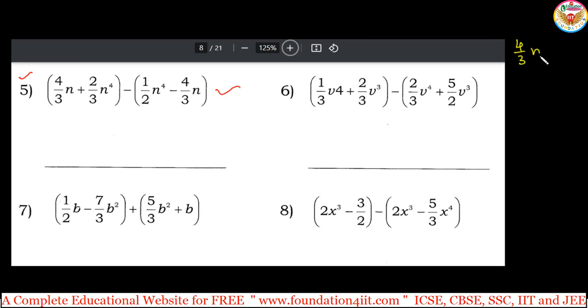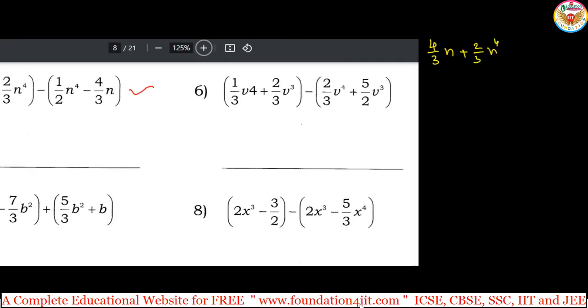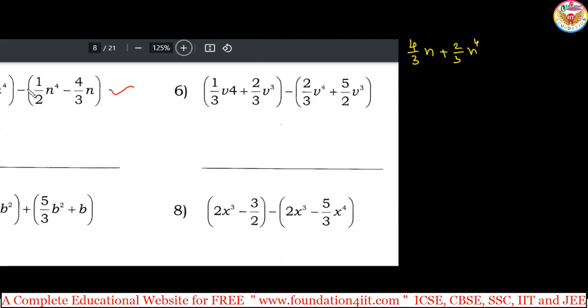4 by 3n plus 2 by 3n to the power 4, minus of this expression. So minus into 1 by 2, that is minus 1 by 2 n to the power 4. Again minus into minus, so plus. When you are opening the bracket with a negative sign before it, you should change the sign. That means minus into plus is minus, minus into minus is plus. What we got: 4 by 3 n.